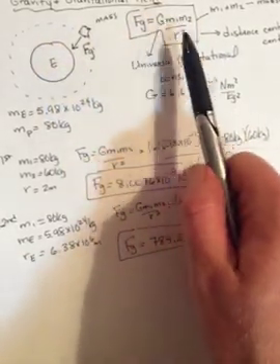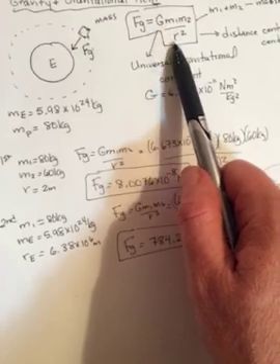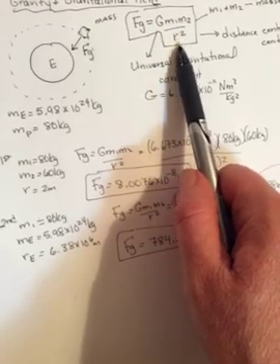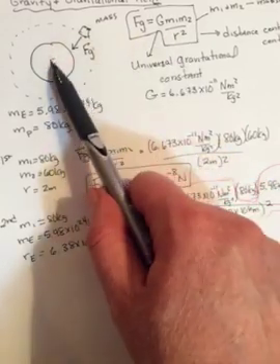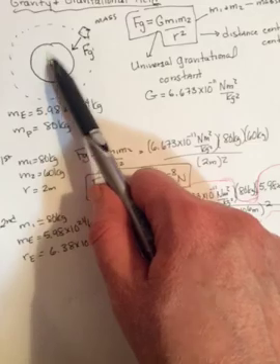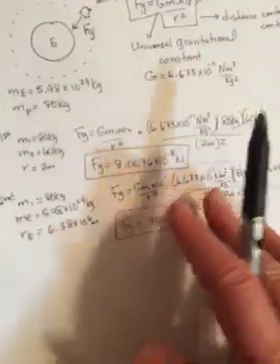If we were talking about two people, it probably wouldn't matter if you measured from the outside edge of their body to the outside edge or center to center. But if we're talking about the Earth, it's going to make a big difference if you're measuring from the outside edge or the center. So we always say center to center.